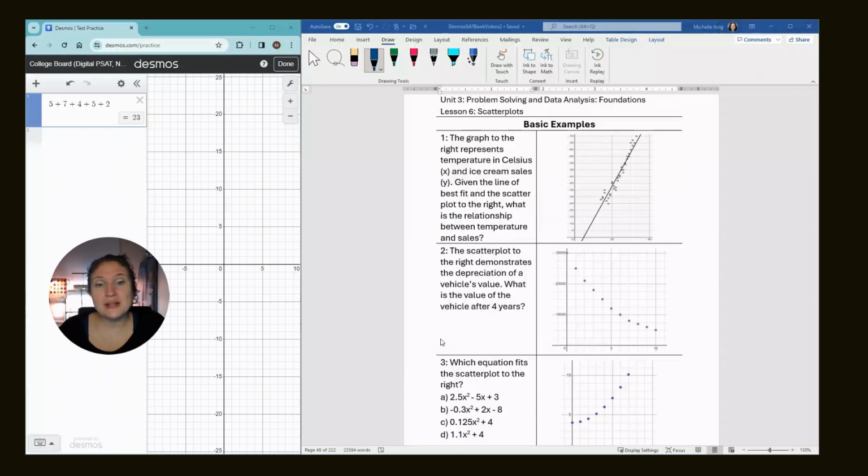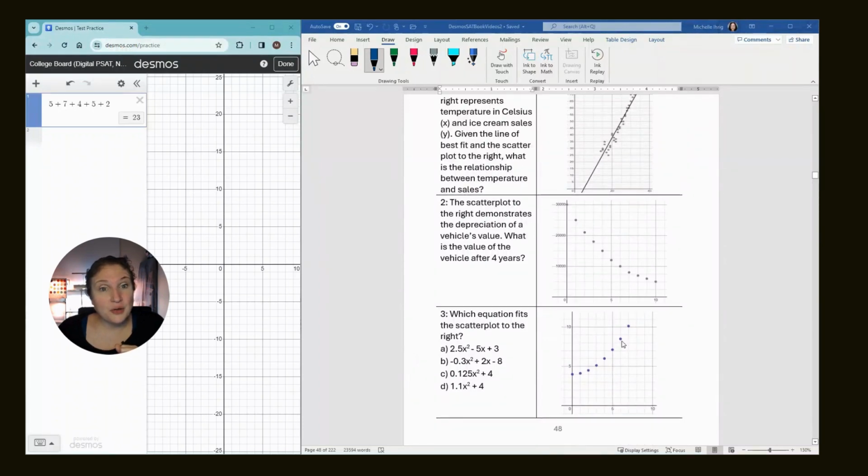So this video is on Khan Academy's Unit 3 Scatterplots. There's not going to be a whole lot. Well, no, we will use a Desmos calculator on some of these. If you've bought my book and are following along in the book, we're on page 48.